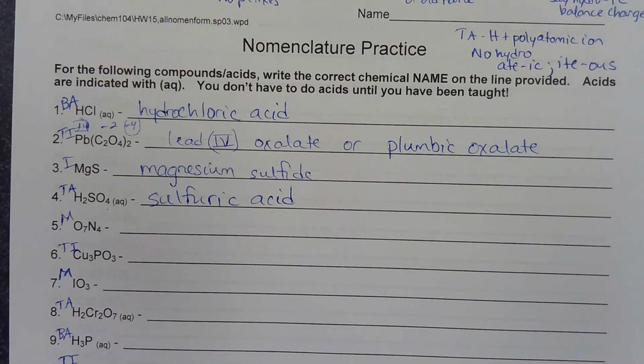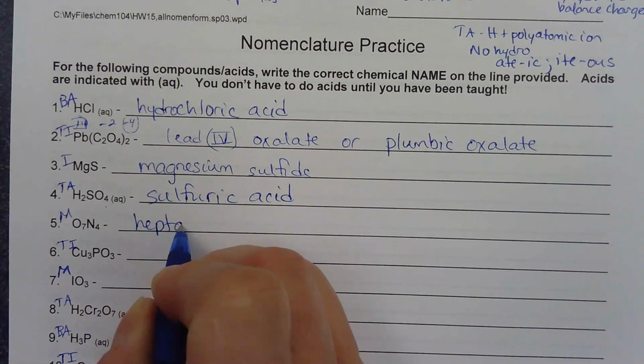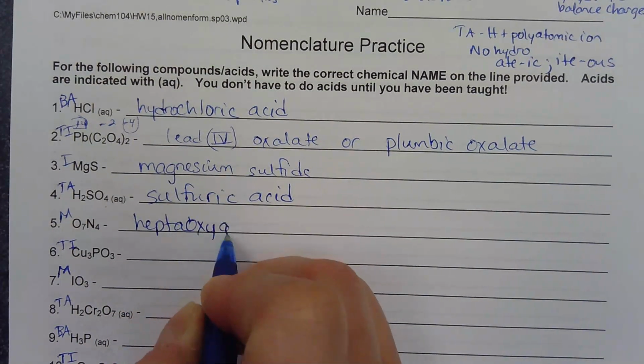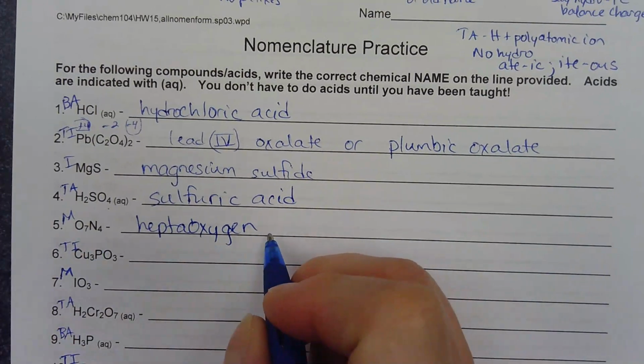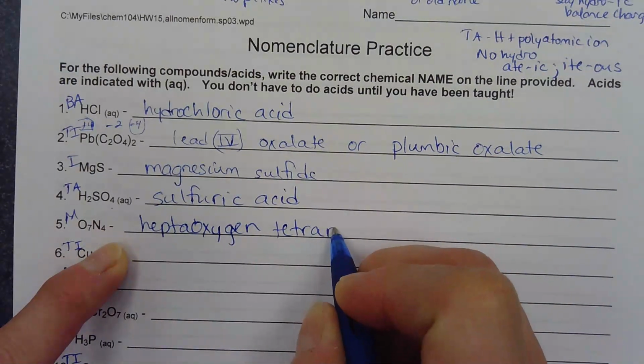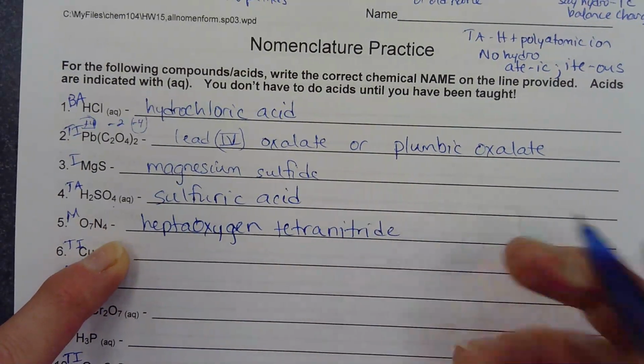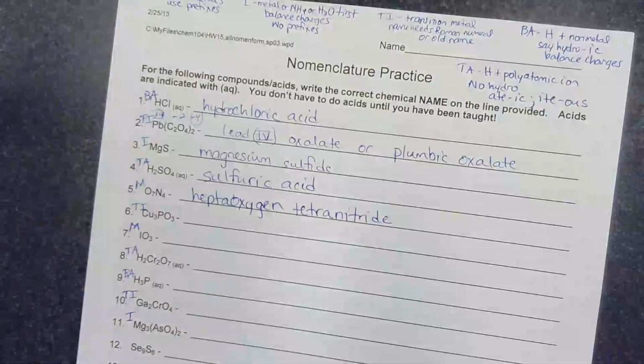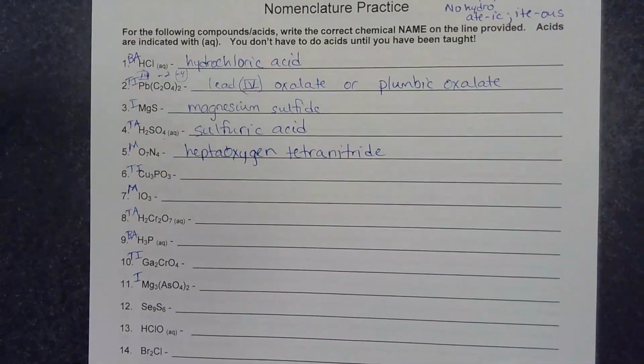The next one is a molecular. So do we have nonmetals only? What do we use? Prefixes. Who's the prefix for 7? Hepta. Do we change the ending of the first element? No. So what is it? Hepta oxygen. Hepta oxygen. What's for? Tetra. Keep going. Nitride. Hepta oxygen tetranitride.